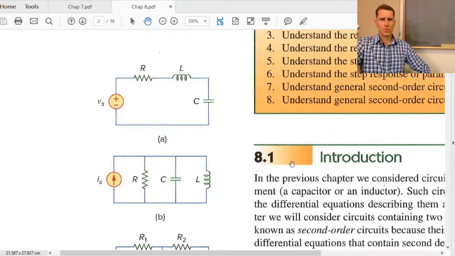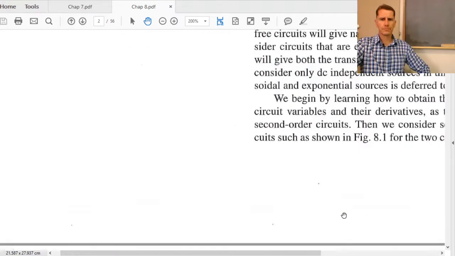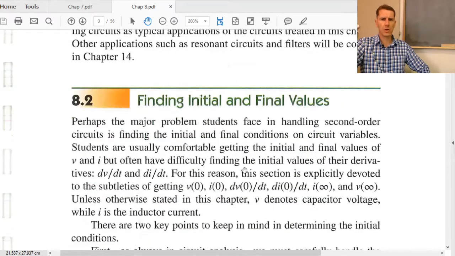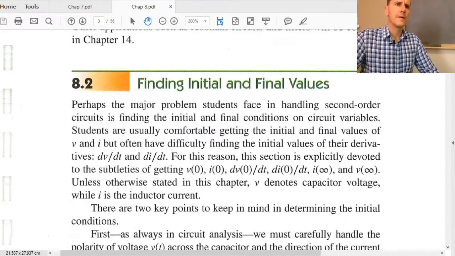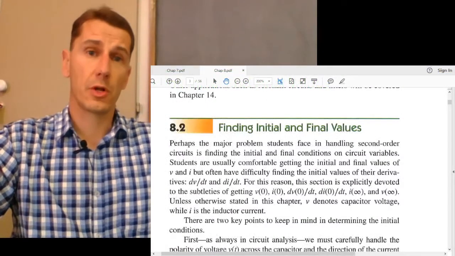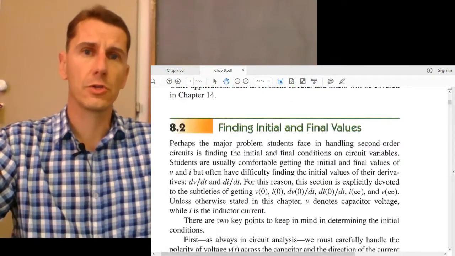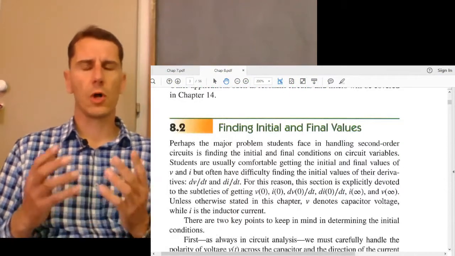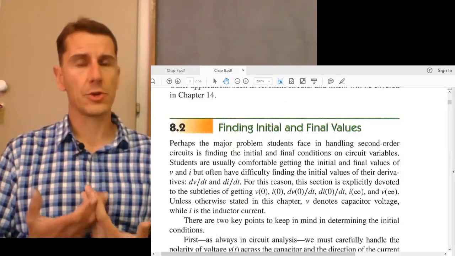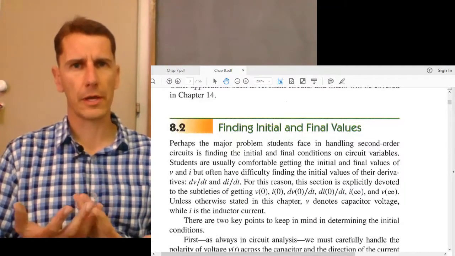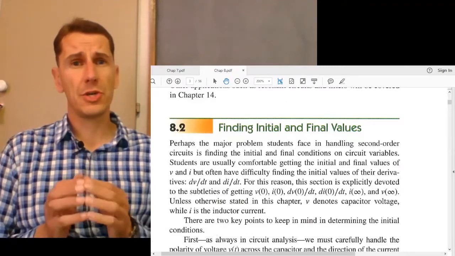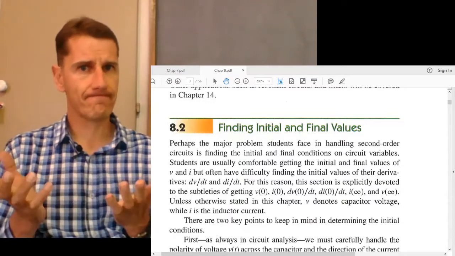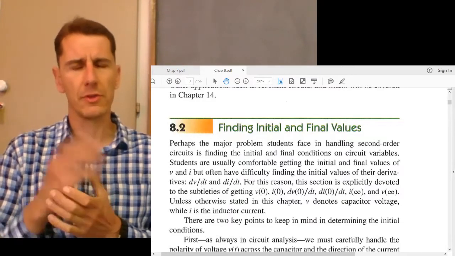So let's go to chapter 8.2, and you're going to see we're going to focus on just finding the initial and final values. As the textbook describes there, that is because that is the part that students mostly struggle with in this chapter, finding the initial conditions. At the end of the chapter, you're going to see this whole thing is just a recipe that you're going to follow, depending on how they're connected and a couple of other things. But if you can't determine the initial conditions, you can't go on to the next question.